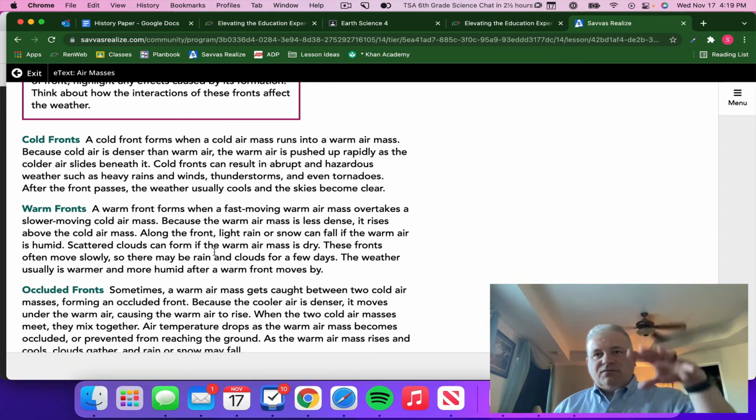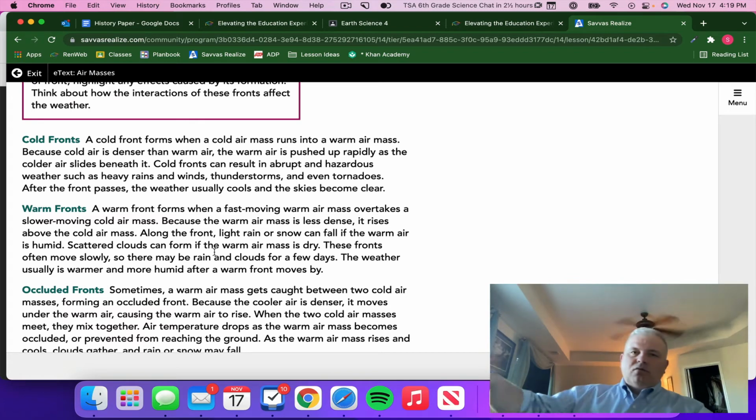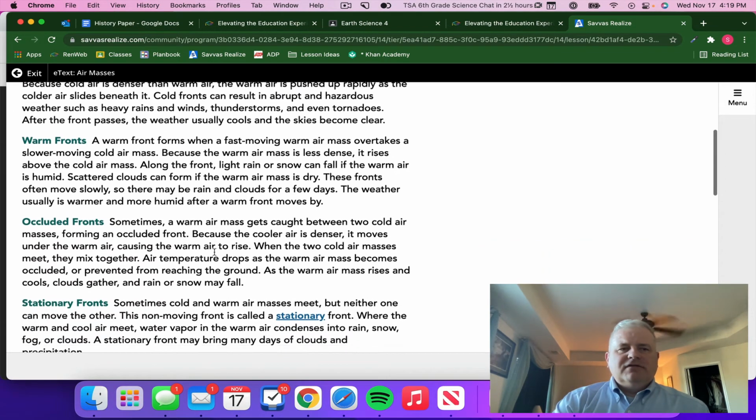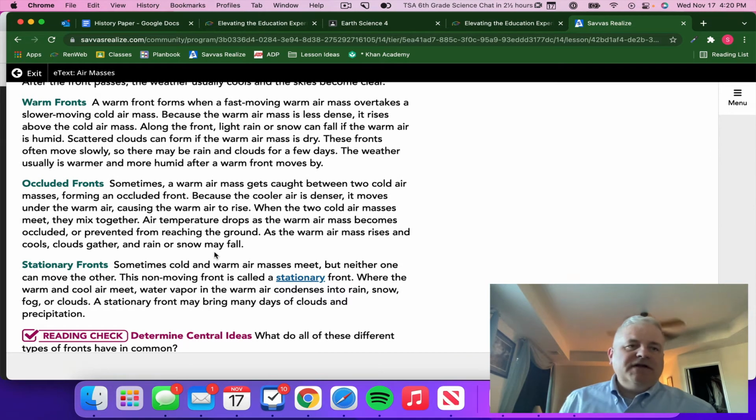So cold air typically will sink because it's more dense. Warm air kind of comes in, overtakes the cold air, and you get things like snow or that kind of thing at the leading edge of this front. But typically they move slow, and you might get rain clouds, but they're associated with warmer and kind of more humid days. So that's a warm front. We see a lot of those here in South Carolina.